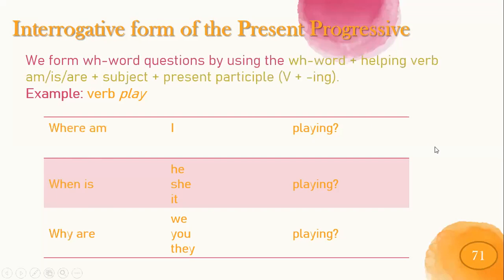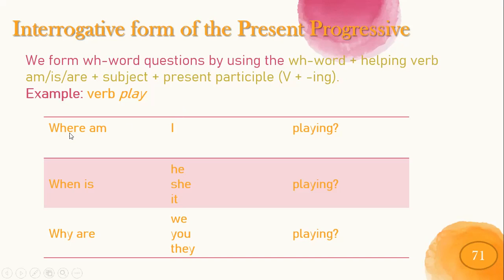We still have the WH word questions. When I have a WH word at the beginning of the question, if you still remember before, what did we say? We said that we start with the WH word, then the helping verb, then the subject, then the main verb. It's the same here. I start with the WH word, then the helping verb am, is, or are, then the subject, then the main verb, then the completion of the sentence.